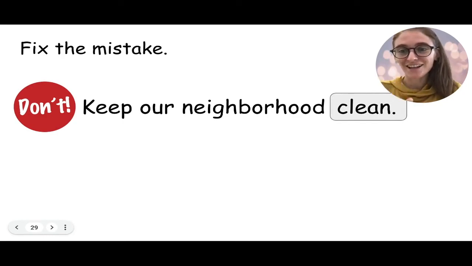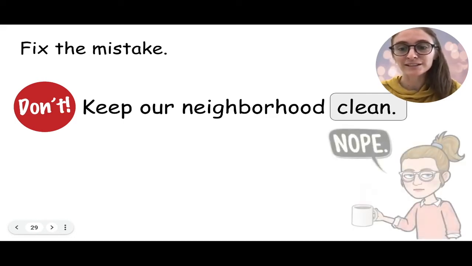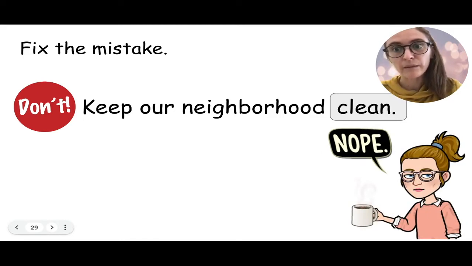But don't do this. Don't change the adjective and add a don't, because then that becomes also a negative, right? Don't keep our neighborhood clean. That means keep our neighborhood dirty. So you can only change one thing.